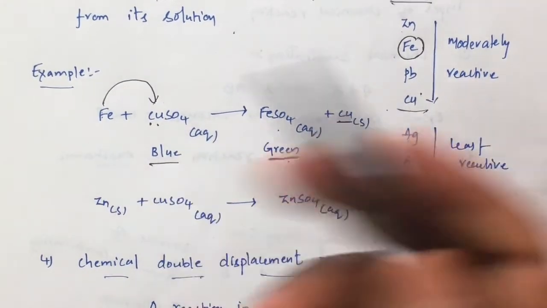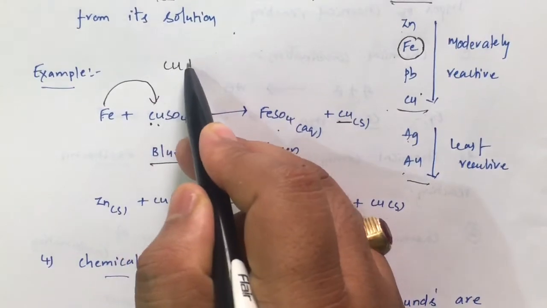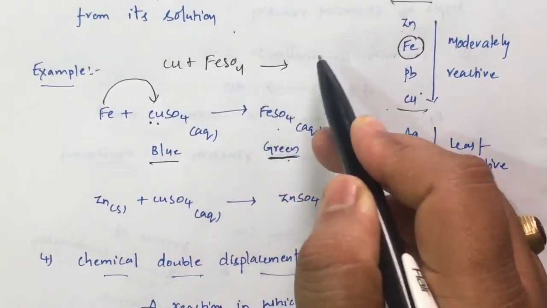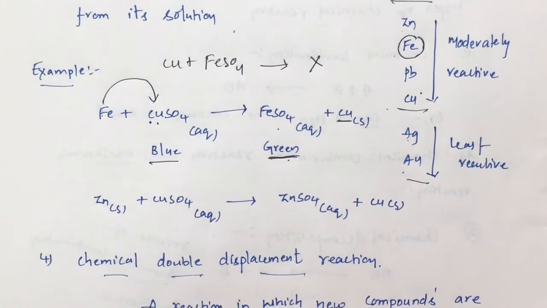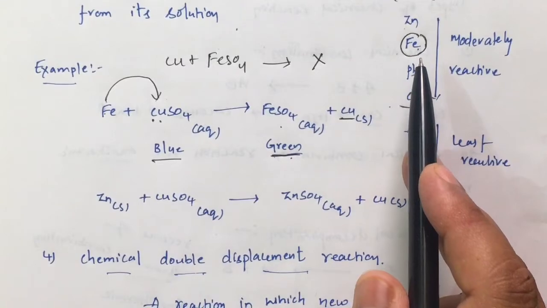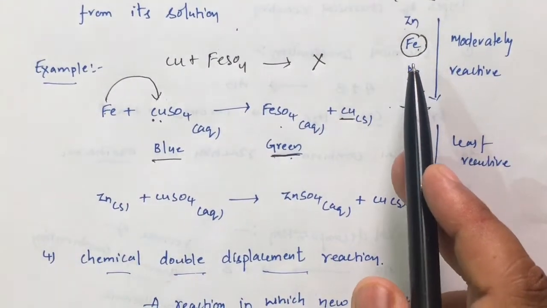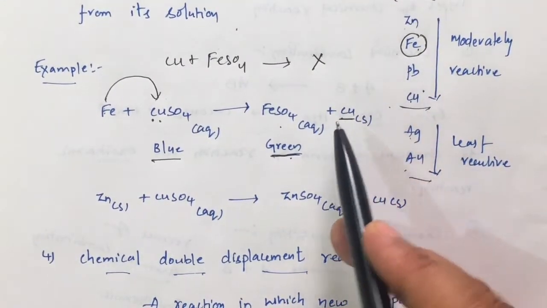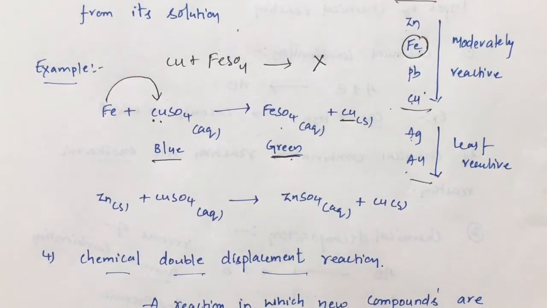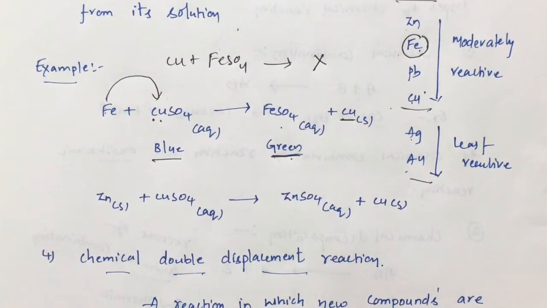If I consider the reverse case, I'll take copper and ferrous sulfate. What happens then? No reaction. Why? Because copper is less reactive than iron. Always in a displacement reaction, a highly reactive element displaces a less reactive element. Never does a less reactive element displace a highly reactive element. This is a very important point you need to remember in the reaction of chemical displacement.